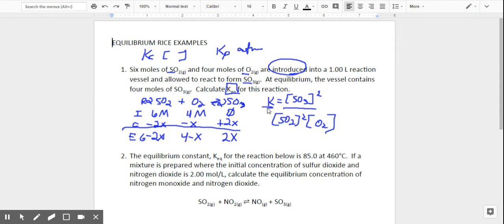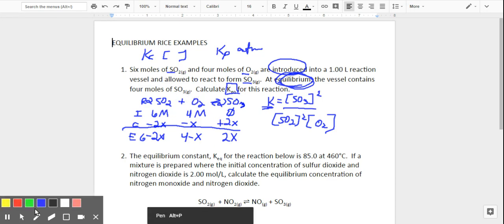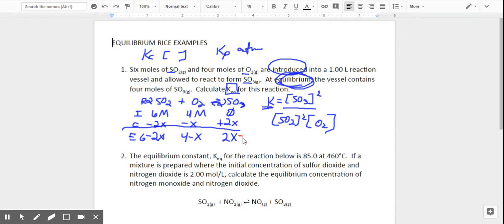So in order to figure out the value of my K, I need to plug equilibrium concentrations in right here. Well, the problem is, I know that there's some expression according to x, but I don't know numerically what those values are. So there has to be some piece of information in this problem to tell me what x could be, or to help me solve for x. So I keep reading. And here's our keyword here. At equilibrium, the vessel contains 4 moles of SO3. So what that means is that at equilibrium, this value 2x is equal to 4 molar. Now that I have that expression, I can solve for x here. If 2x is equal to 4 molar, then x is equal to 2.